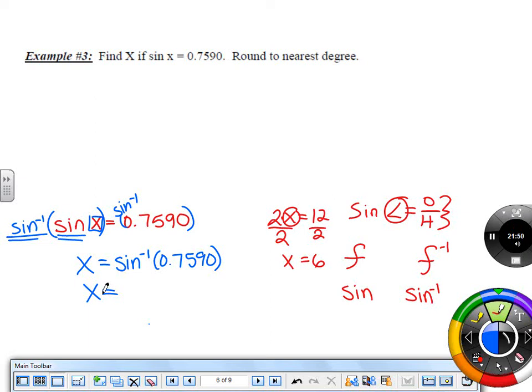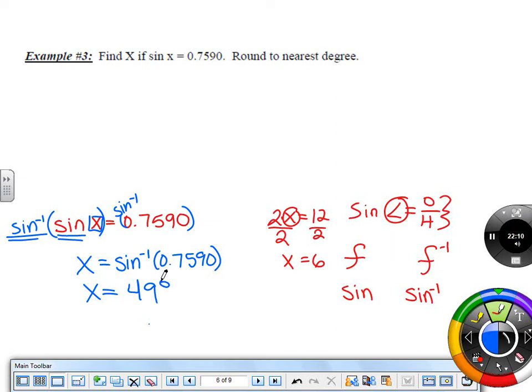So when you guys press mode, it has a bunch of different rows of information. One of them says degree radian. Go highlight the degree and press enter. So what did you guys get for your answer? 49? Yeah, we're good. Okay.